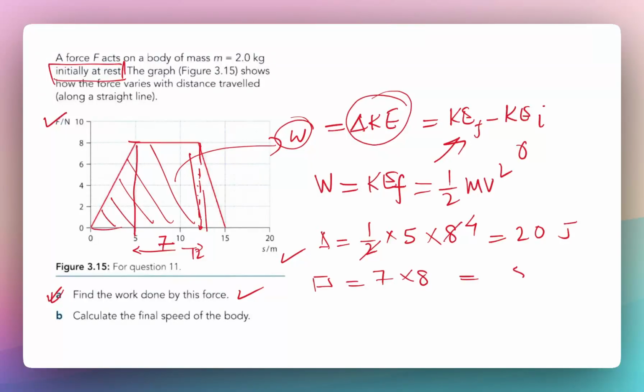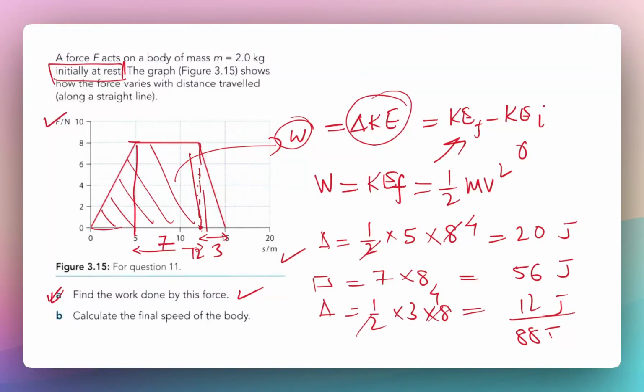That's 56 joules. And this third one is a triangle, the height is again 8, but how much is the base? This is 12, this is 15, so the base is 3. It's going to be half into 3 into 8, so 4 into 3, that's 12 joules. Now we simply add it up. So that's 88 joules of work.